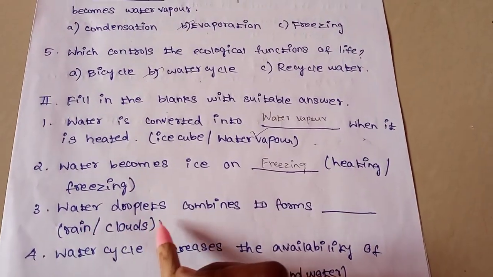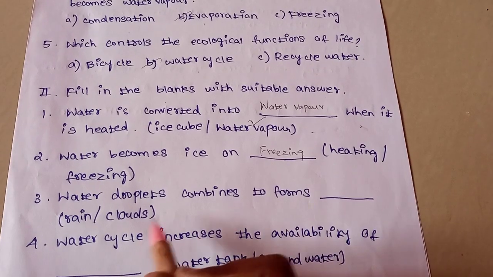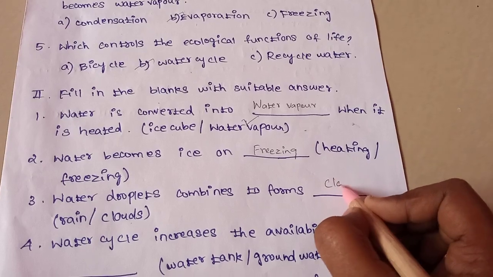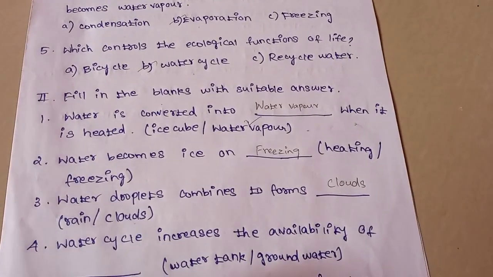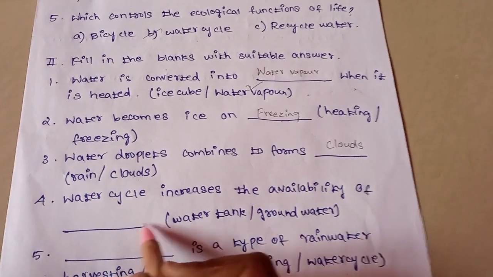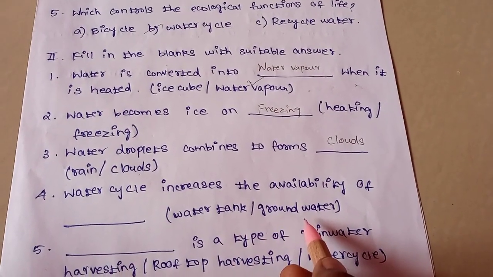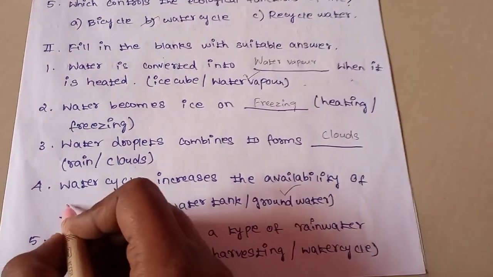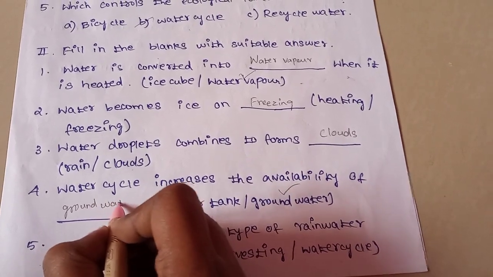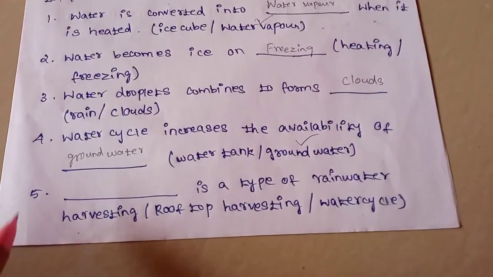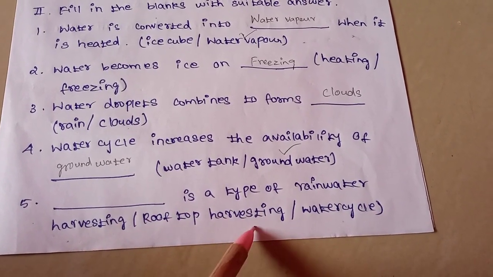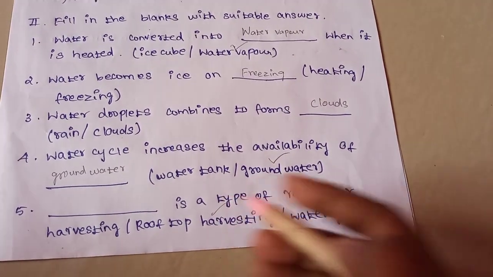Third one, water droplets combine to form dash. Rain, clouds. So water droplets combine to form clouds. Fourth one, water cycle increases the availability of dash. Water tank, groundwater. So groundwater. Fifth one, dash is a type of rainwater harvesting. Rooftop harvesting, water cycle. Rooftop harvesting.